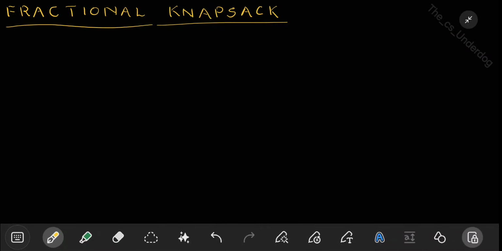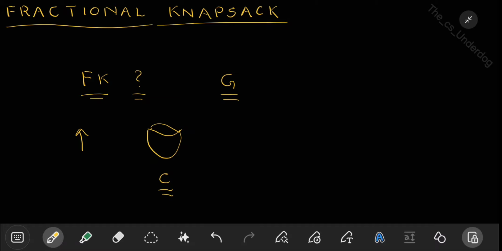Fractional knapsack. The fractional knapsack problem is an optimization problem that can be solved by a greedy strategy. What is the aim in the fractional knapsack problem? The aim is to maximize the total value of items that are placed in a knapsack. This knapsack will have a limited capacity C, and you want to maximize the total value of items that can be placed in this knapsack.